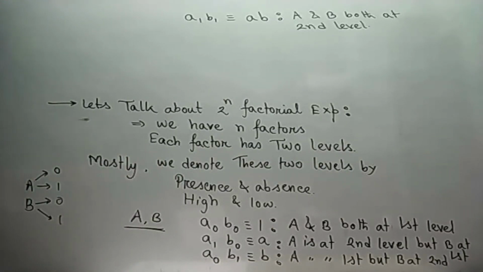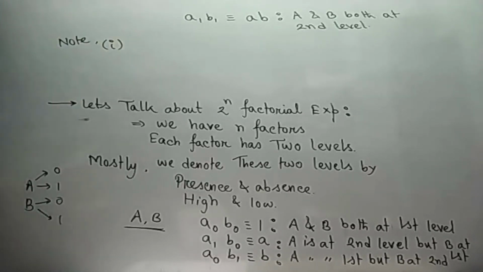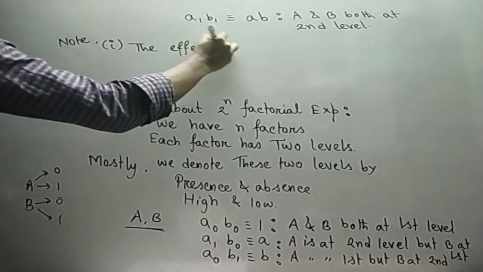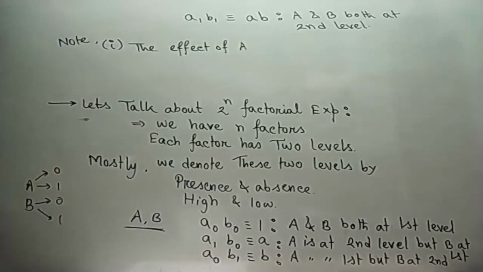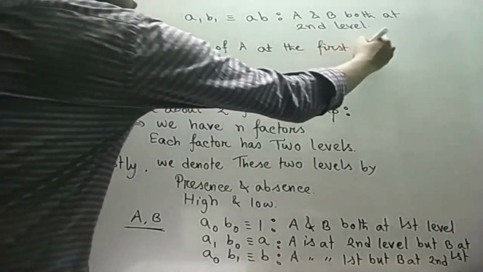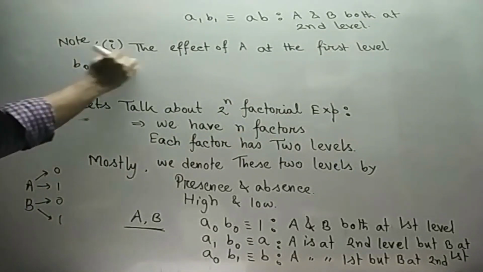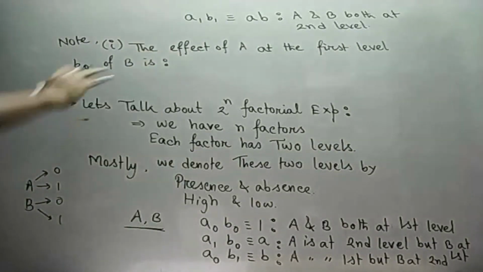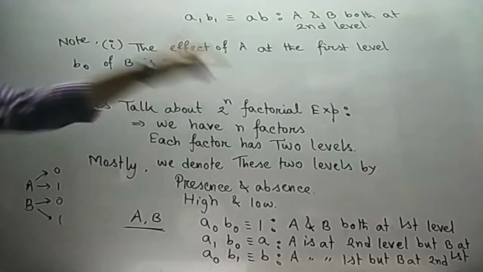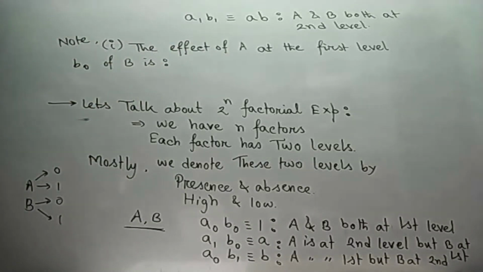Now sometimes in an MCQ question it is given like number 1, the effect of capital A at the first level of B, that is B naught, and what will that be? That means we just have to calculate the effect of A at the first level of B, which is B naught.